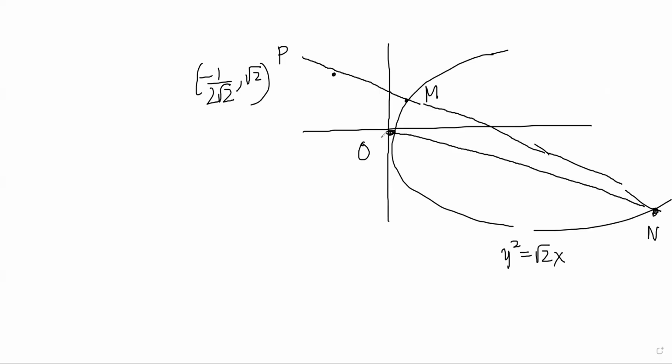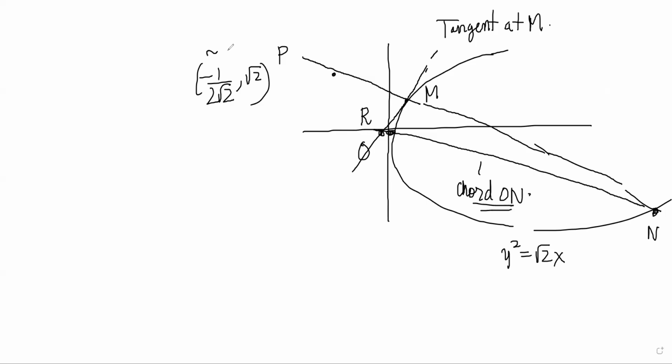And ON and tangent at M would be this line. They will meet somewhere at R. So the figure is not very clear because I'm drawing it by hand, but that is the main idea. The tangent at M intersects chord ON at R, right? And you have to find angle MRN. Okay, this is tangent at M and this is chord ON. And the point from where the normal was drawn was this point, right?